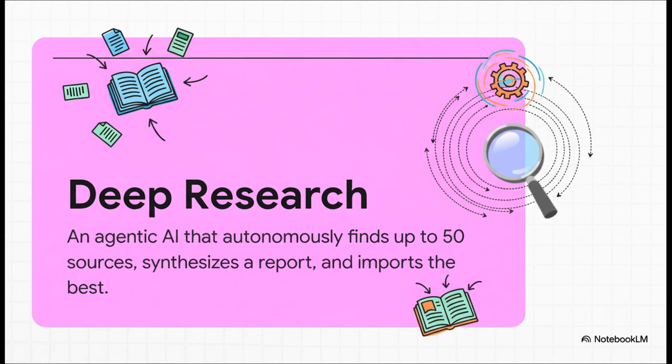All right, this is where the pros really start to separate themselves. Instead of spending hours manually searching for articles, you use the deep research feature. Think of it like this. It's your own personal autonomous research assistant. You give it a topic, and it just goes to work, finding up to 50 sources, evaluating them, writing a summary, and then loading the best ones right into your notebook for you. It's an incredible time saver.